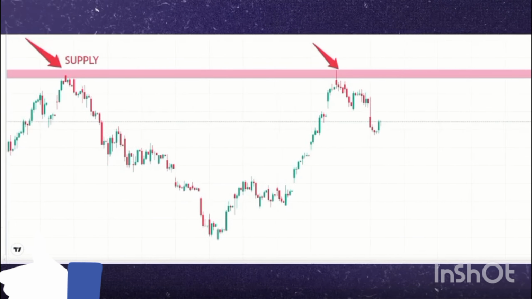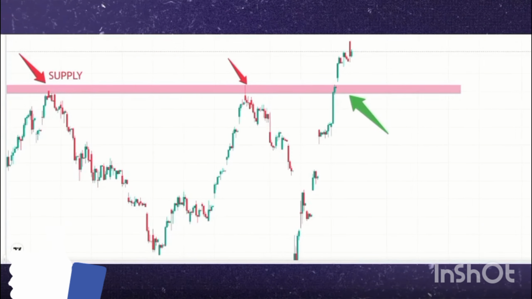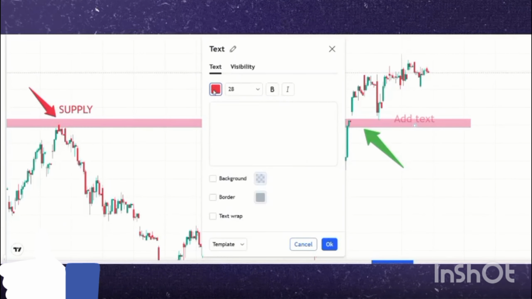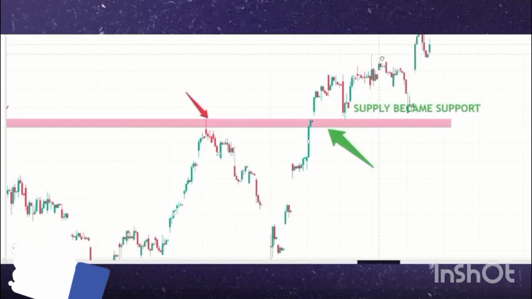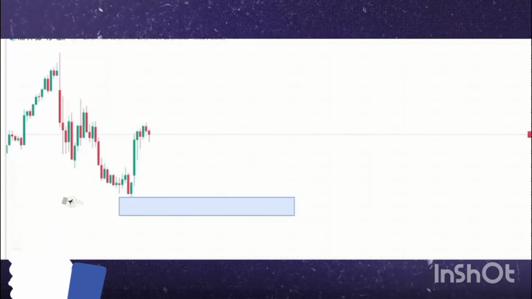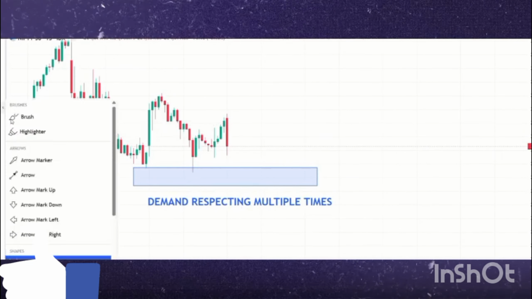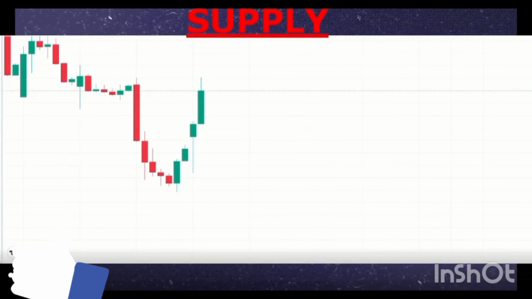In today's video, we are going to learn about one of the most powerful concepts in trading, supply and demand. Once you understand this clearly, you can read the market with more confidence and accuracy. In trading, we analyze past price action to identify areas where large institutions bought or sold aggressively.